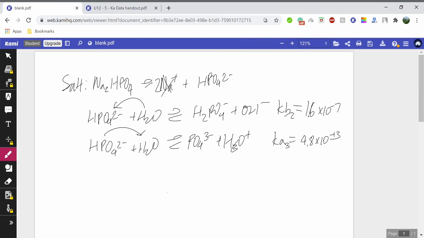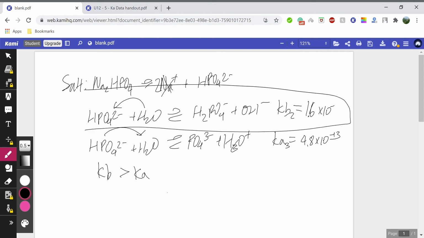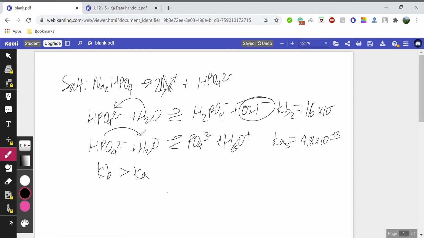Now we compare which one's bigger. As you can see, 10 to the negative 7th is significantly bigger than 10 to the negative 13th. Because the Kb of equation 1 is greater than the Ka, this equation is more favored when HPO4 2- is placed into water. Will the solution be acidic or basic? This produces an OH-, so we know that our solution will be basic.